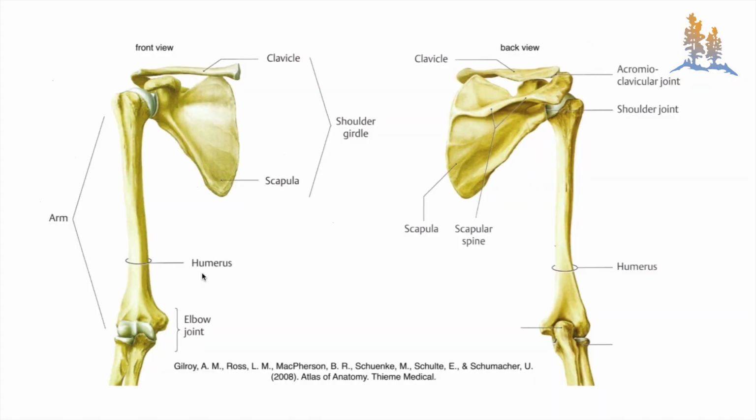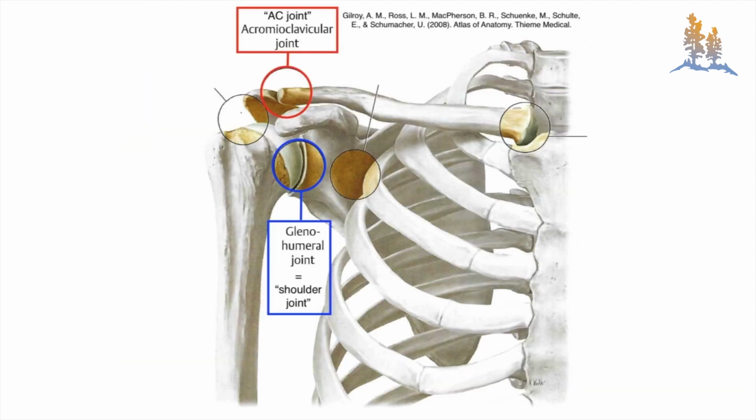The shoulder is made up of three bones: the upper arm bone or humerus, the scapula or shoulder blade, and the clavicle or collarbone. There are two main joints to consider when talking about the shoulder: the glenohumeral joint and the acromioclavicular or AC joint.